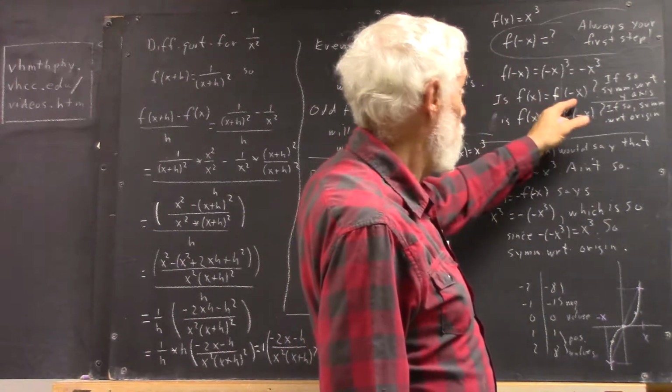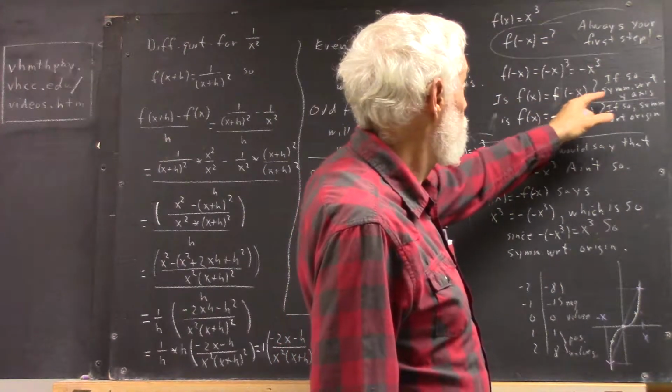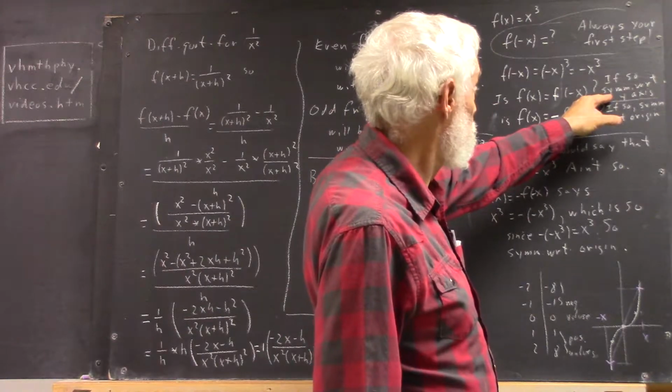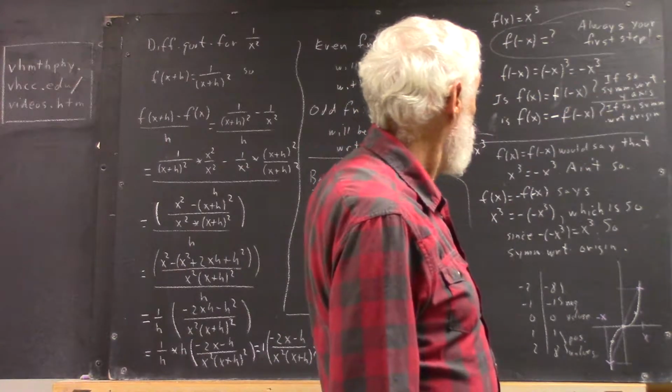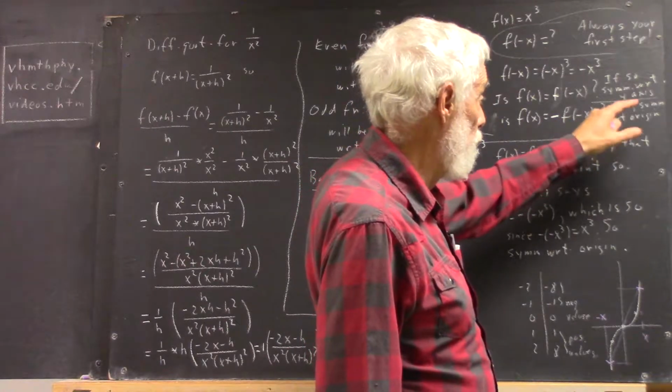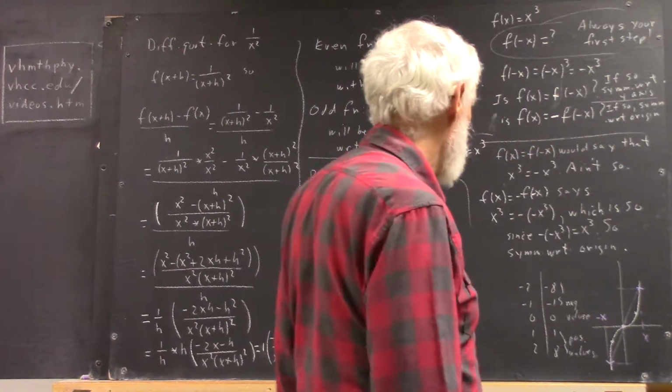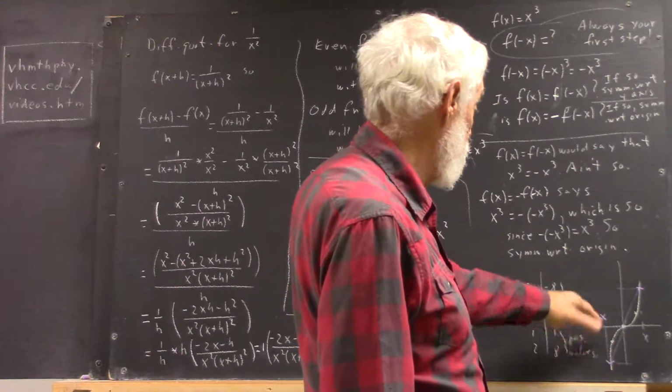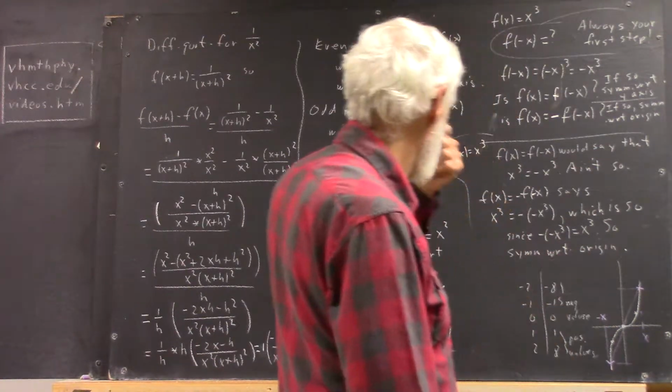Now, is that equal to f of x? If so, it's symmetric with respect to the y-axis. Or is this equal to negative f of x? If so, then we're symmetric with respect to the origin. And I'll remind you what that is with this picture here.